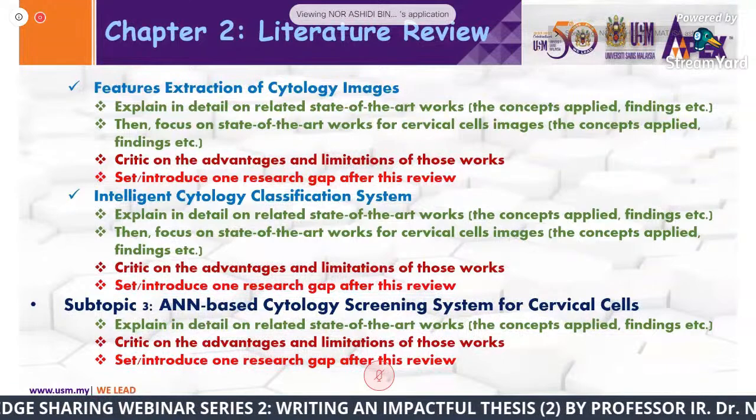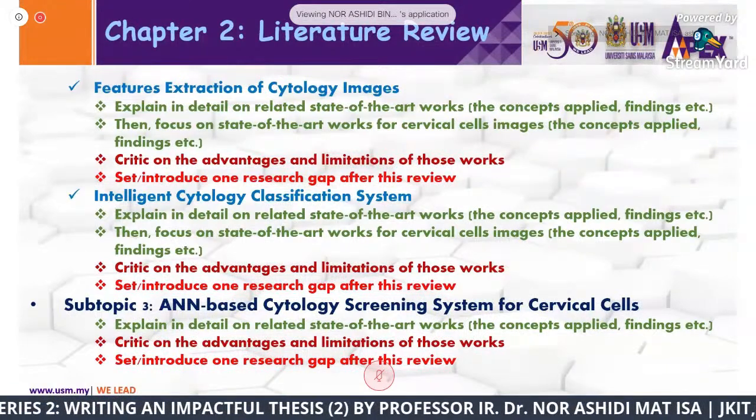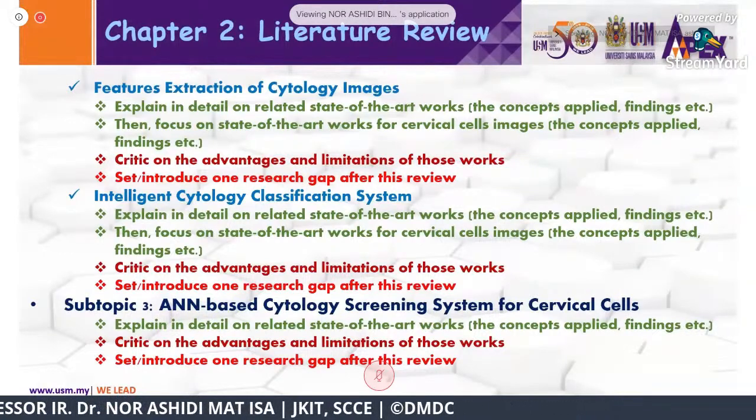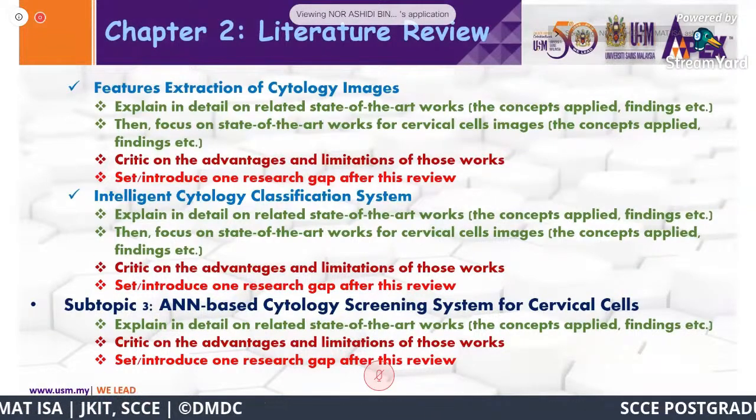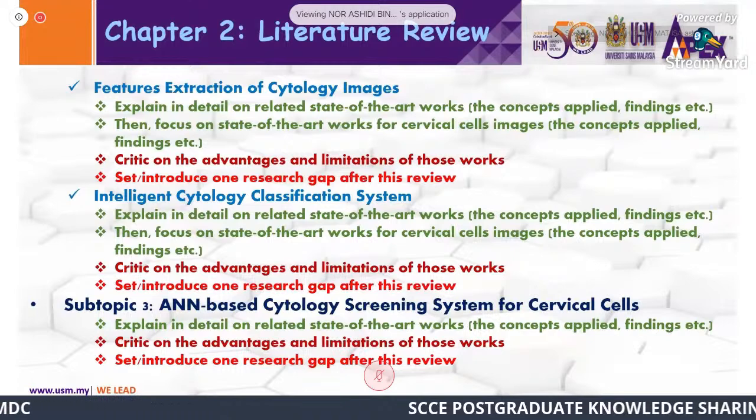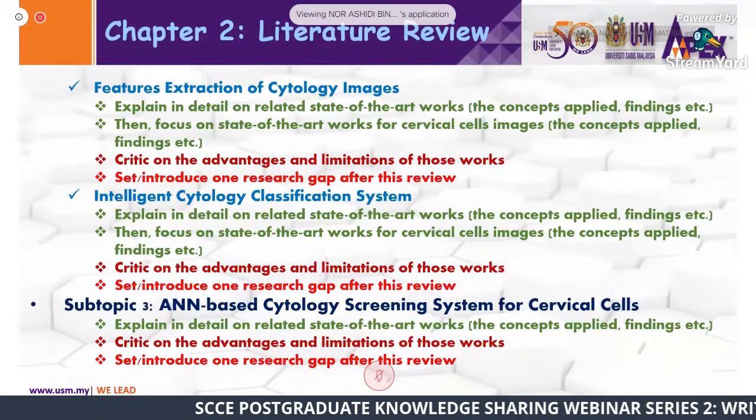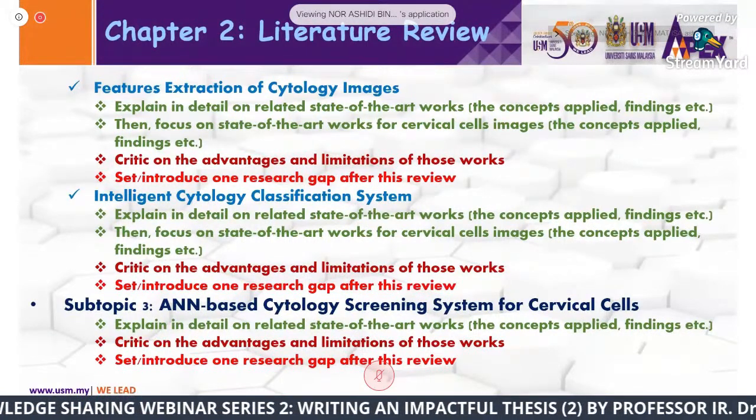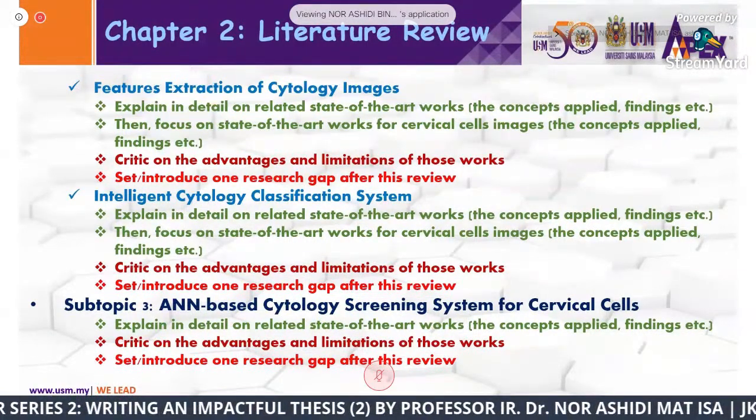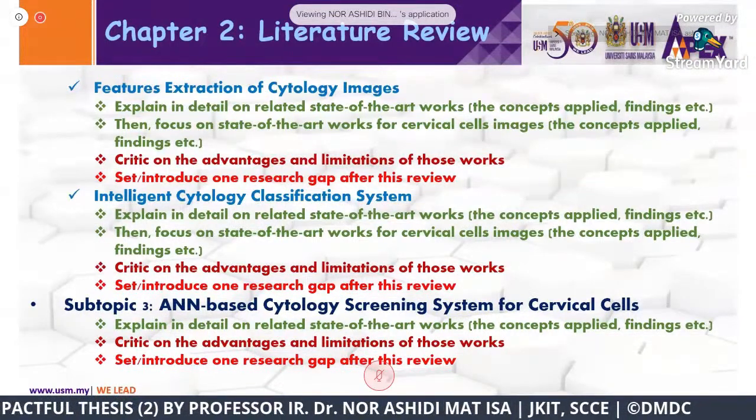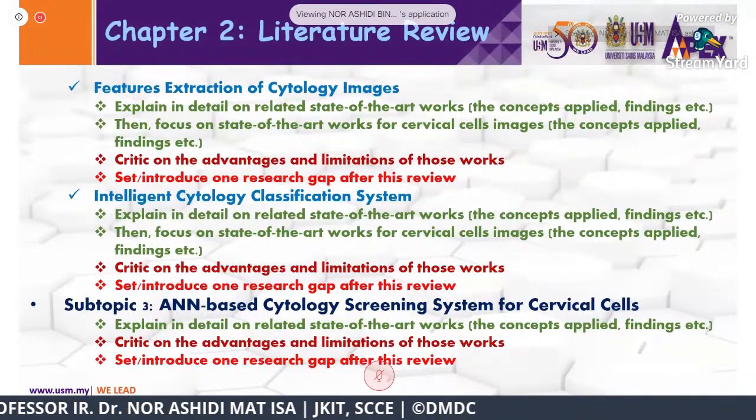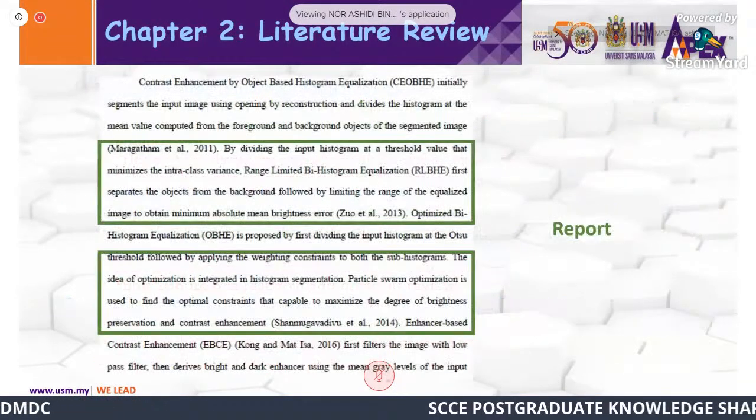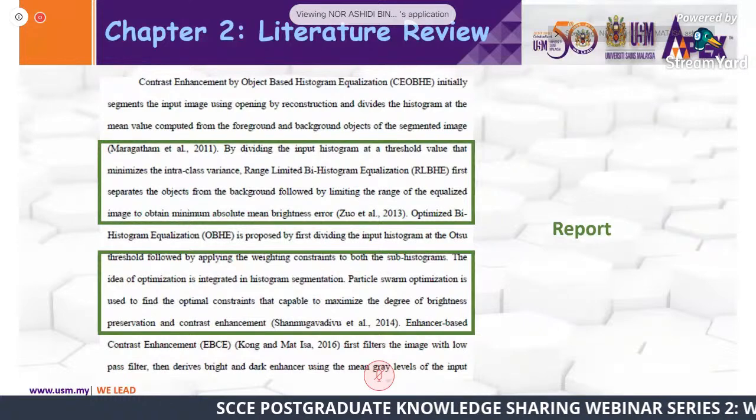So you must make sure how many objectives you want to set. If you want to set 3 objectives, make sure you have 3 clear research gaps. Okay, so this must be related. Research gap and research objective must go together. Okay, 1 research gap, 1 objective. If you have 2 research gaps, there must be 2 objectives. Okay, this is the example.